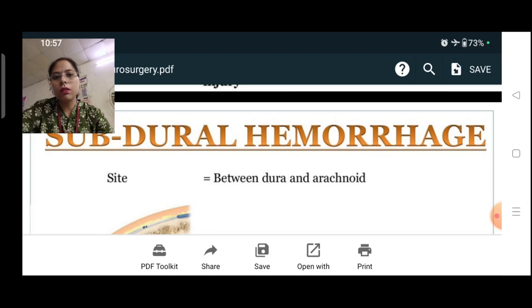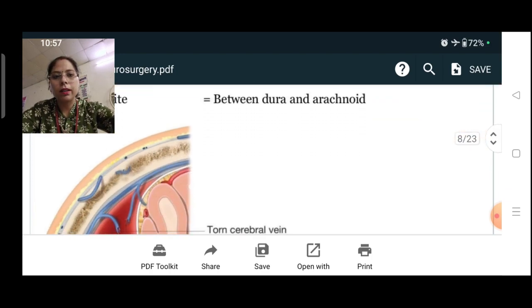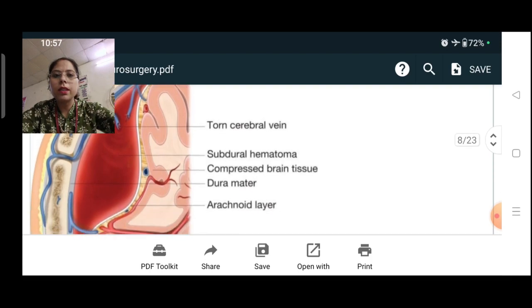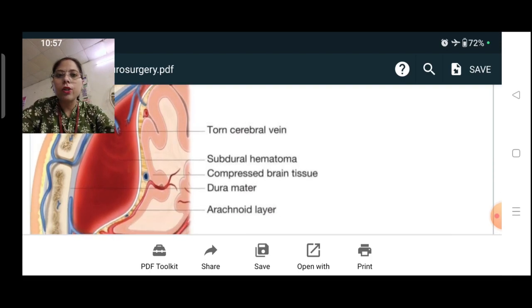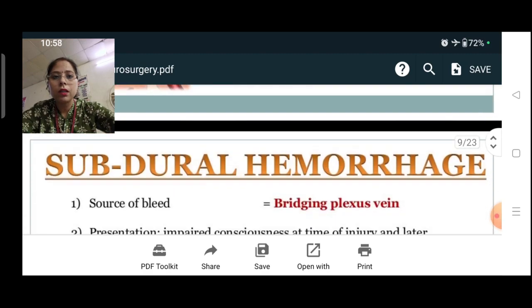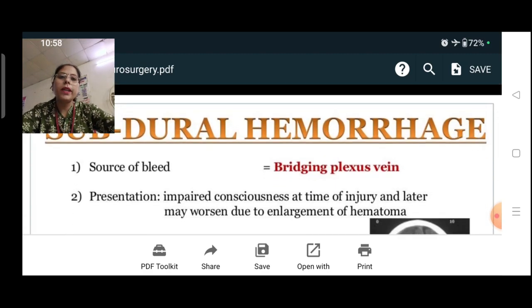We have talked about that the brain is covered with three layers. So dura was the first one, arachnoid is the second one. So subdural hemorrhage takes place between the dura mater and arachnoid mater. The dura remains connected with the skull. Here you can see the dura mater and the subdural hematoma and the compressed brain tissue obviously. So the source of bleed is the bridging plexus vein. The venous hemorrhage, venous injury generally takes place in subdural hemorrhage.